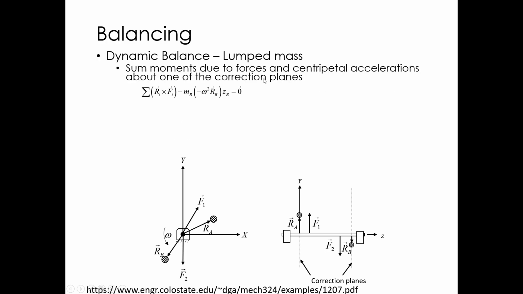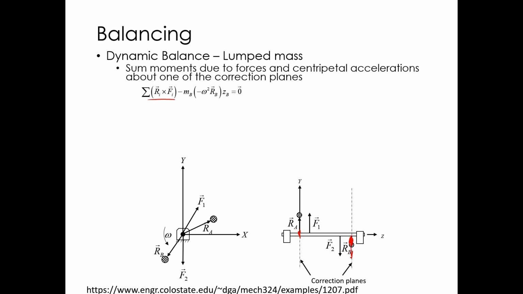So we'll do a moment summation. That's going to be R cross F from our origin, which is our A balancing plane. So we have R cross F for our two forces that we measure using our force transducers. And then the A balancing weight doesn't give us a moment about our origin, so it goes away. The B balancing weight does give us a moment. So we find the moment due to the inertial force from the B balancing weight. Again, that's the acceleration of this thing.